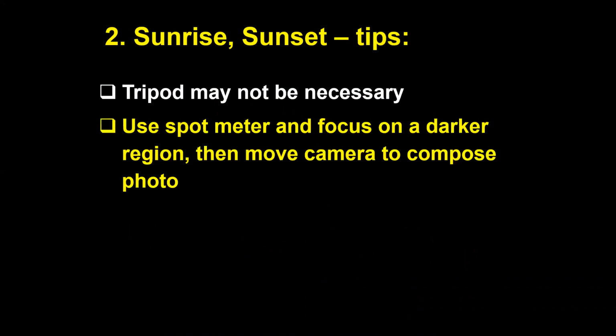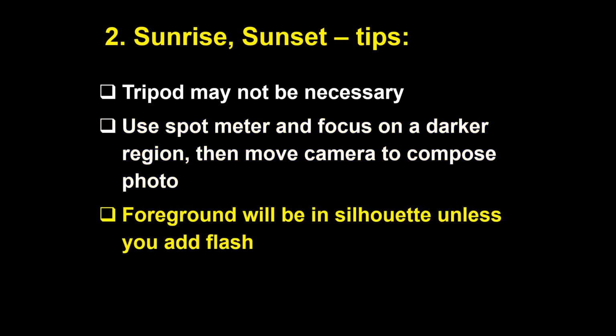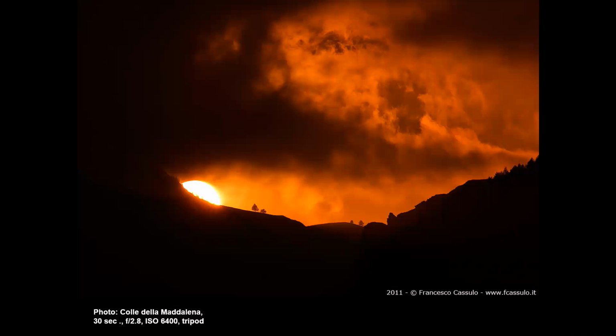So here are the tips. Because of the higher light intensity, this is one of the low light photography things that may not need a tripod. And if you take your spot meter and focus it on a darker area, then move the camera to compose the photo, then you might not have over or under exposure in the total frame. And the foreground will just about always be in silhouette unless you use a flash. So here's an image in a mountain scene, showing the silhouette of the foreground.